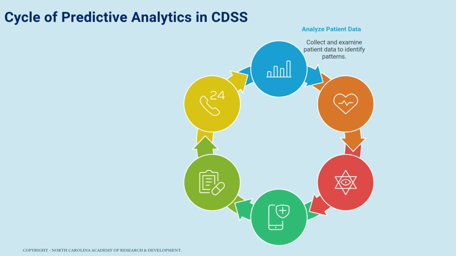Step 1. Analyze patient data. It all begins with data, and lots of it. The system collects patient records like lab results, vitals, prescriptions, and even lifestyle inputs. Think of it like a detective gathering clues from past and present reports.